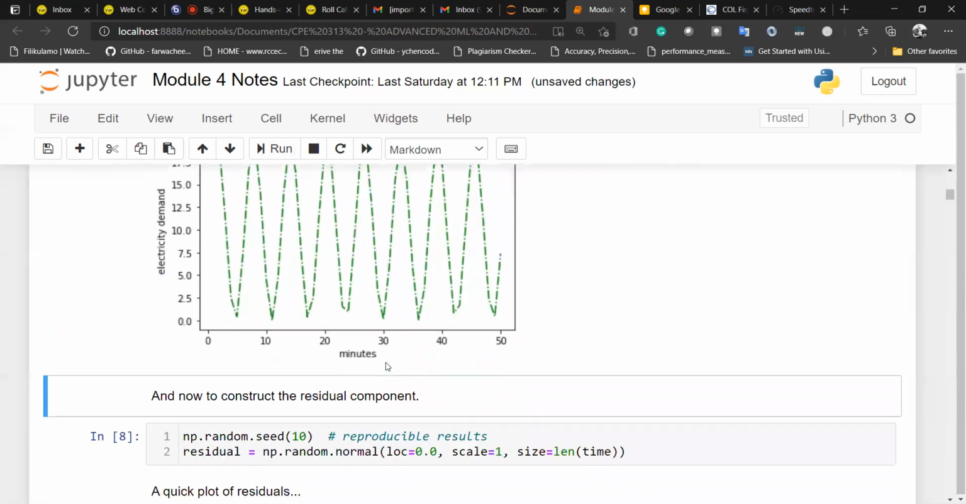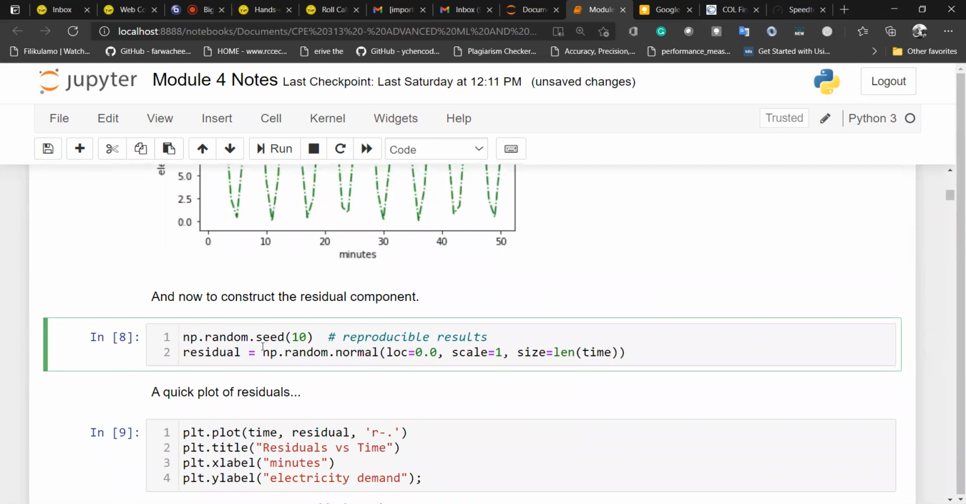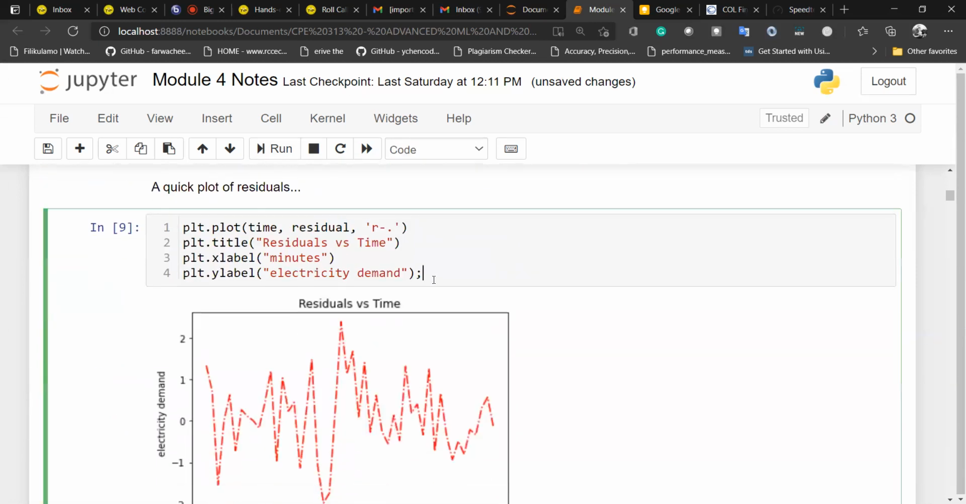All right? Now, to construct the residual component, of course, if you want to have the same output like mine, you have to use the same random value. No? So, ang ginamit ko is random seed 10. For the residual, I use the random normal location 0, scale 1, size depending on the length of the time. Okay, so let's try to run this. And this is the plot of the residual.